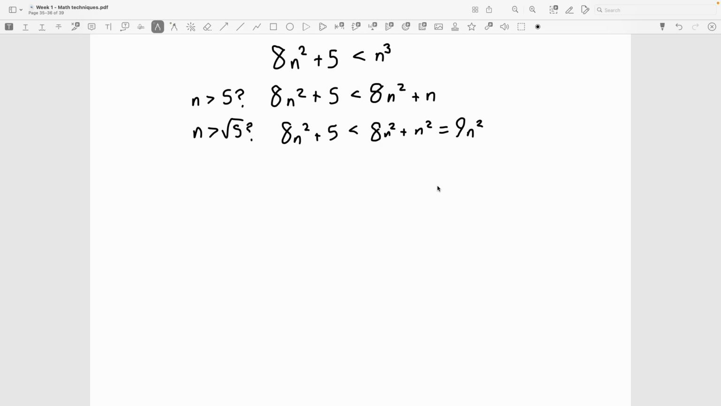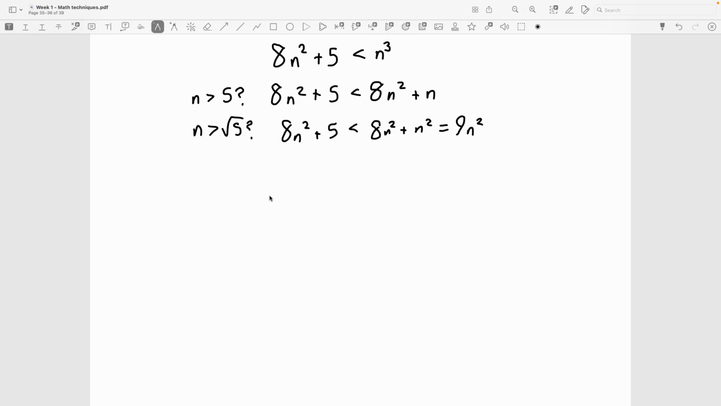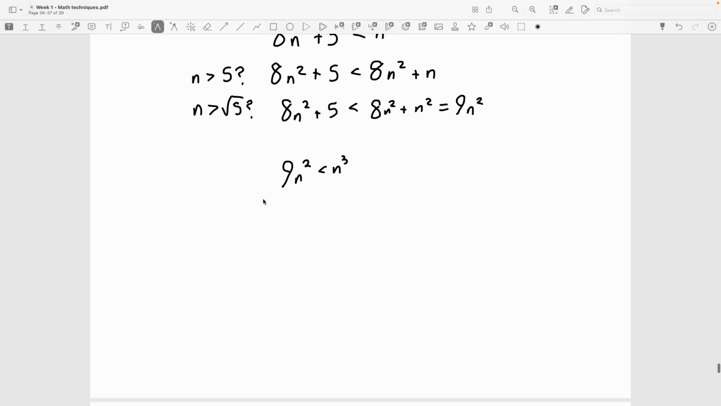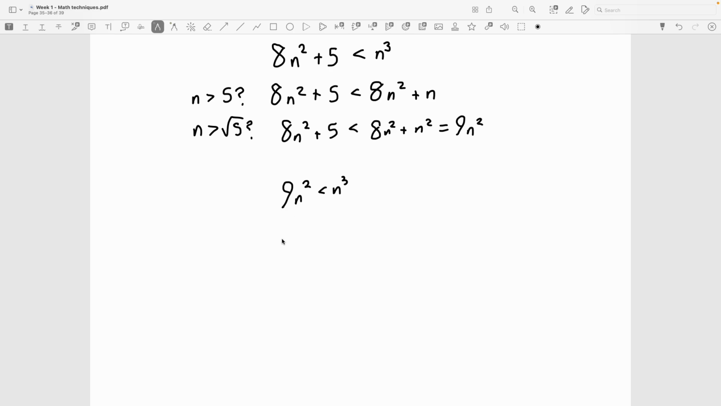Okay, now we're getting somewhere. At this point, if we show that 9n squared is less than n cubed, we'll find that the original inequality is true for the same number line related reasons as earlier. So let's try dividing both sides by n squared. Wow, we have n greater than 9.